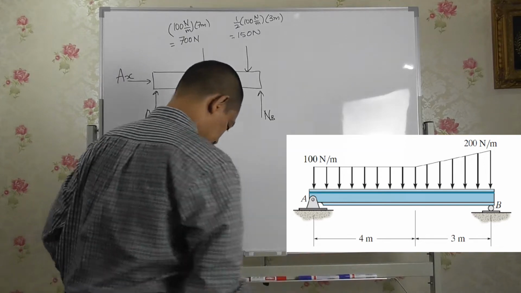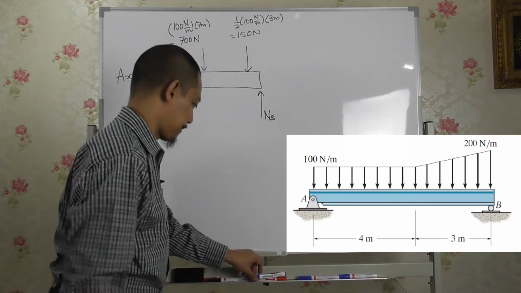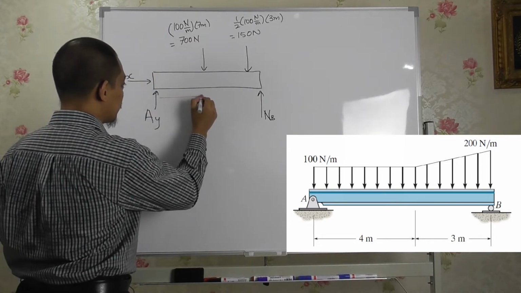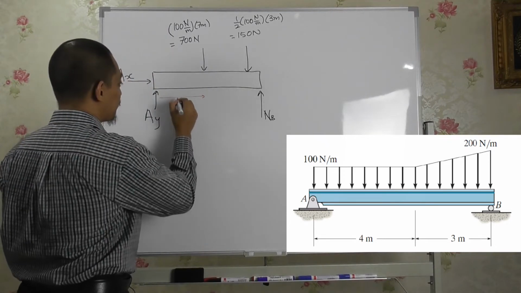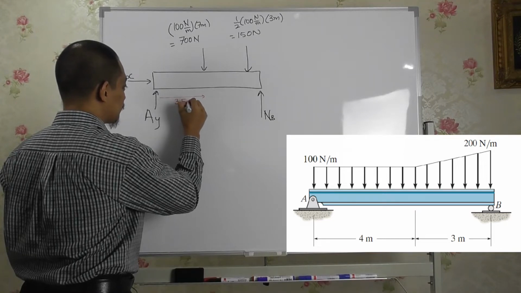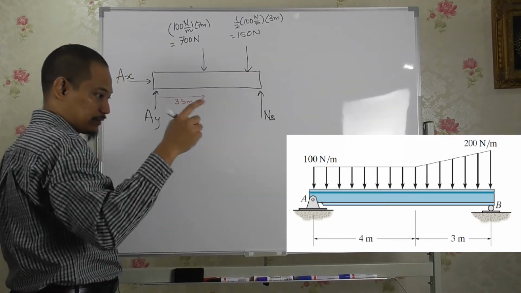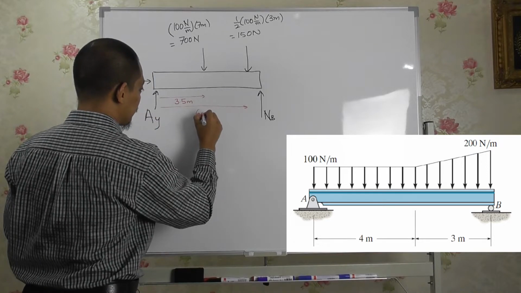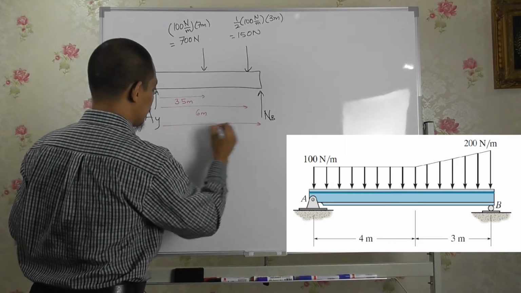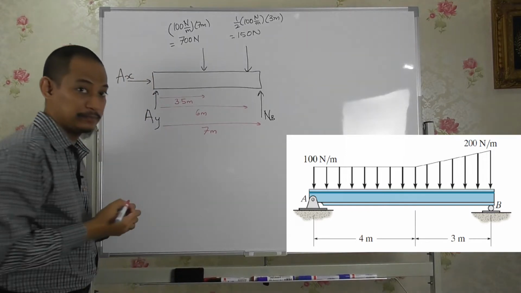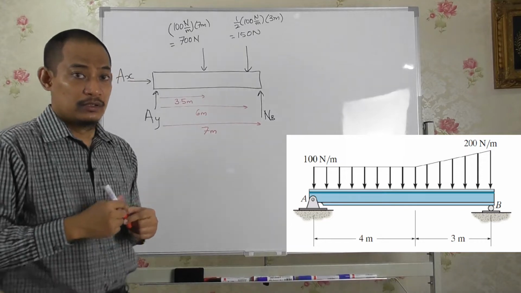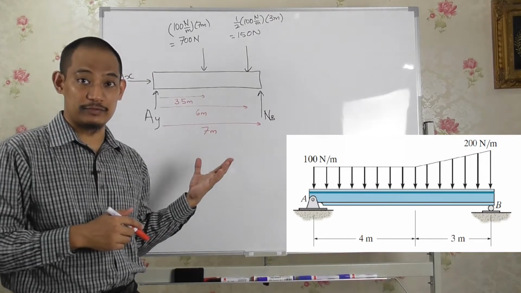And the distance, so let's draw the distance. I'm using the red color here. This one is at the middle, so it should be 3.5 meter. This one, because that 3 meter divided by 3, so you have 6 meter here, and then you have 7 meter here. Hopefully the drawing is clear in the video. Alright, so this is the free body diagram.